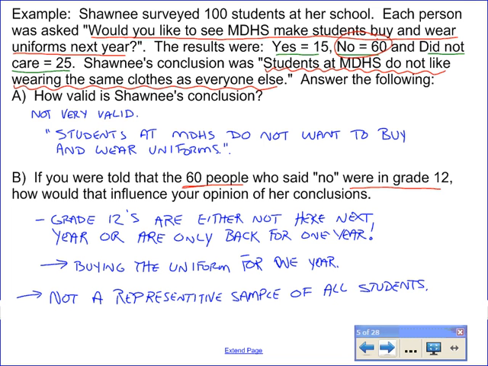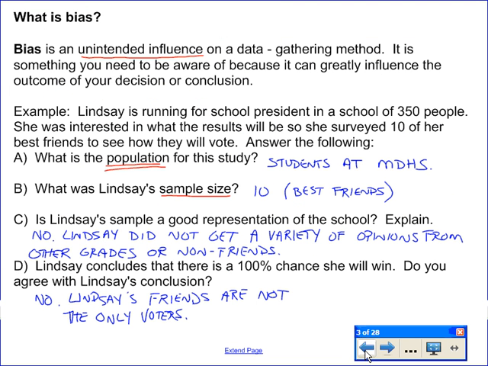What happens if all of those grade 12s said, yeah, that sounds like a great idea, I'm not coming back next year anyway? The grade 9s might have a different opinion from the grade 10s, who have a different opinion from the grade 11s. So the fact that out of the 100 people, 60 of them were grade 12s, it's not what we call a very representative sample. It's biased. So these are all examples of bias.